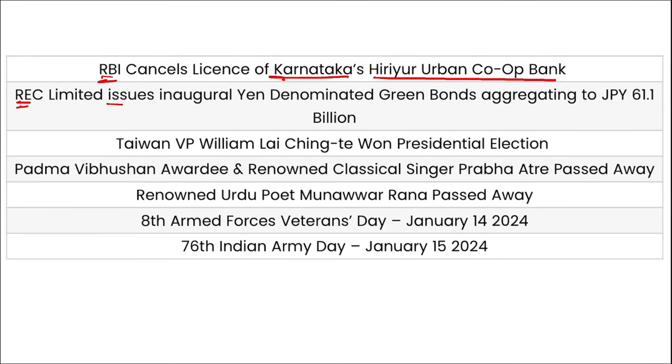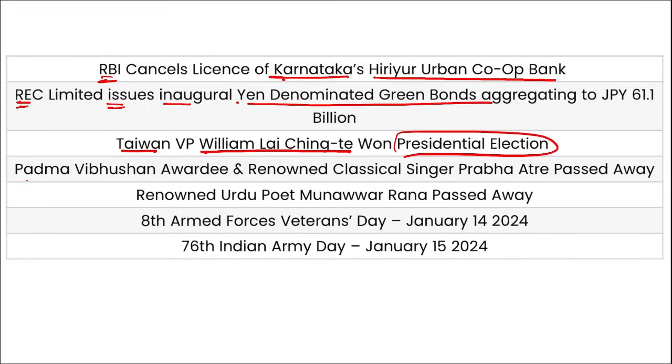Then REC Limited issued inaugural 61.1 billion Japanese yen denominated green bonds, and this is first of its kind, a large amount of these bonds that were recently issued. Then Taiwan Vice President William Lai Ching-te won the presidential election.